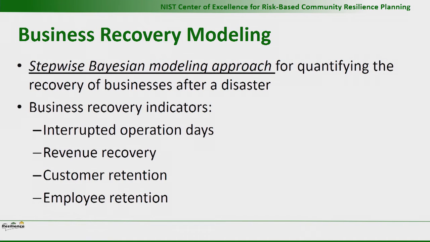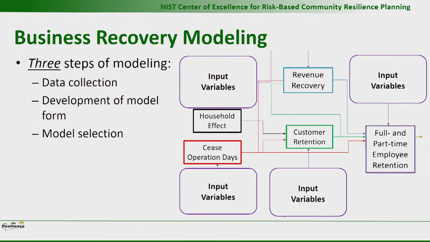So they are taking a stepwise Bayesian modeling approach to quantify business recovery using 4 indicators: interrupted operation days, revenue recovery, customer retention, and employee retention. There are 3 steps to the modeling process: data collection, developing the model, and then model selection. So you can see from the model flow diagram on the right.